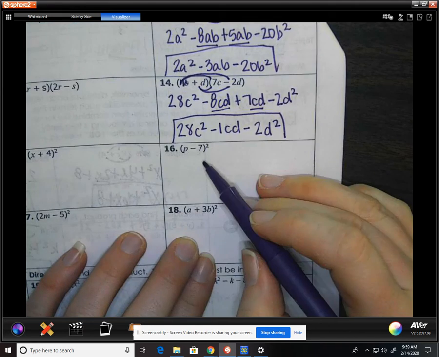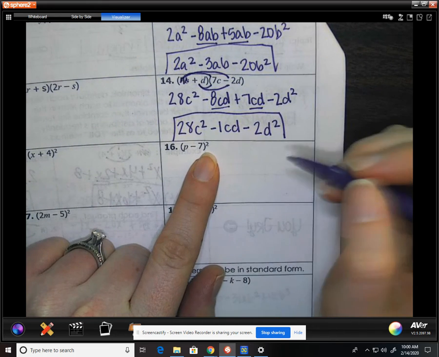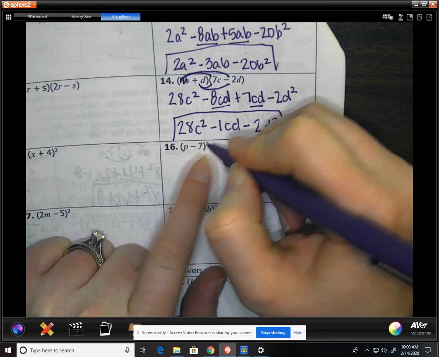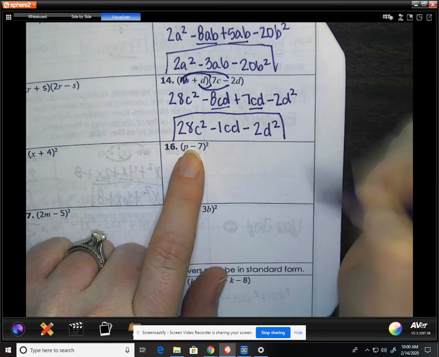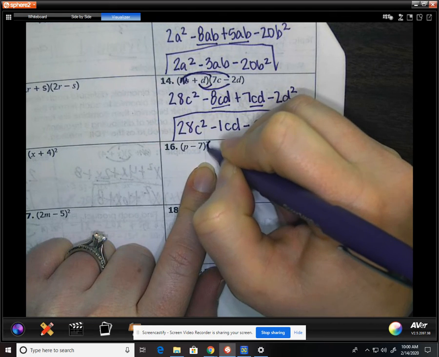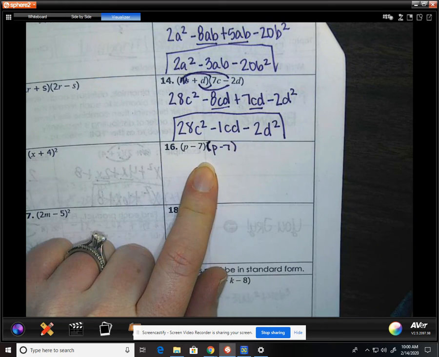Okay, for 16, which is also like 15, when it has a squared on the outside, this is not the power rule that we've already learned because there's a minus sign in here. You can only do the power rule on a monomial. This is a binomial. So what you're going to do is scratch through that squared and just rewrite P minus 7. So we just have it twice.